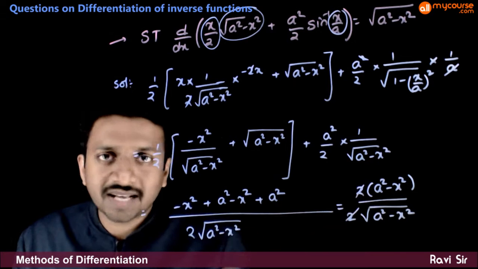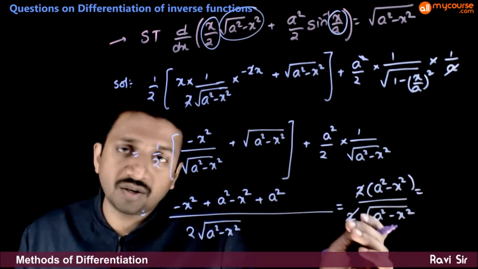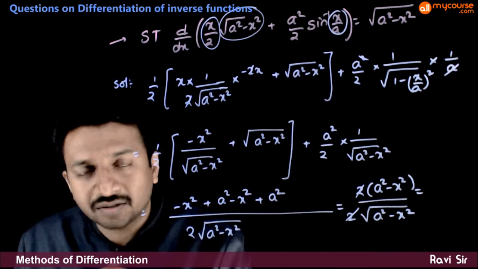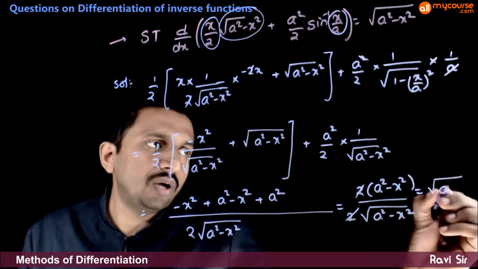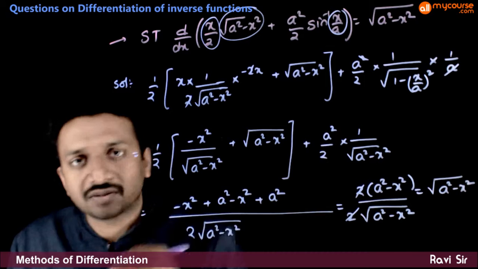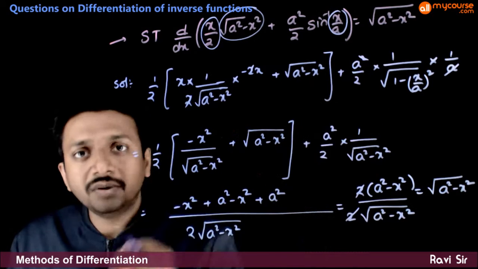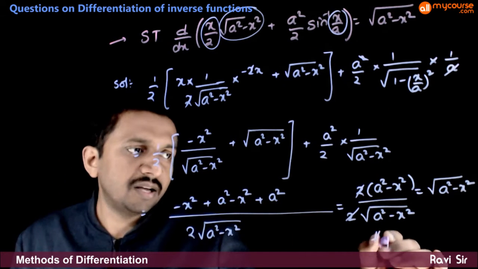This 2 and this 2 get cancelled. So (a² − x²)/root of (a² − x²) is root of (a² − x²). So this is what you're asked to prove. So hence proved.